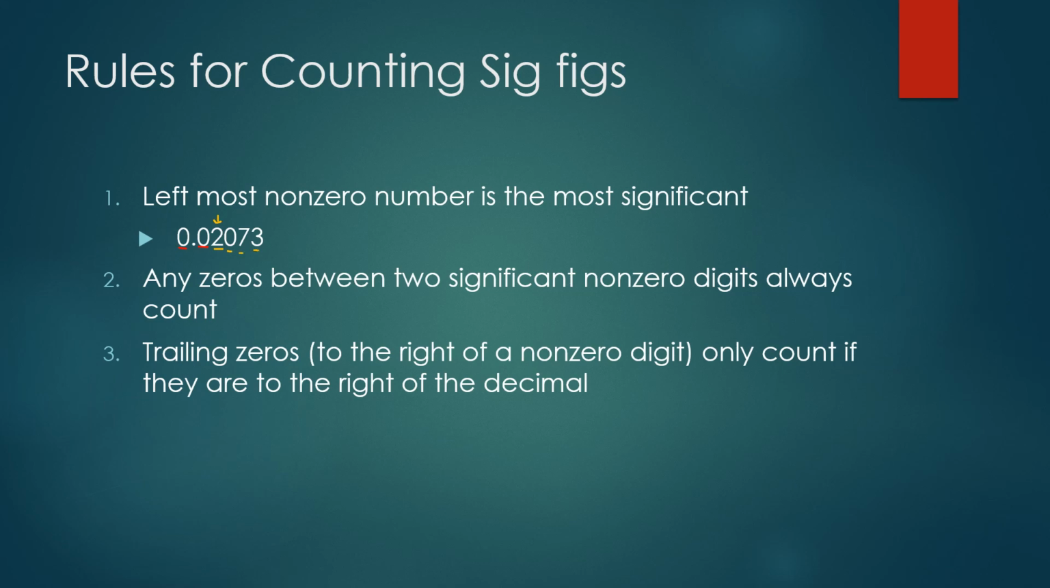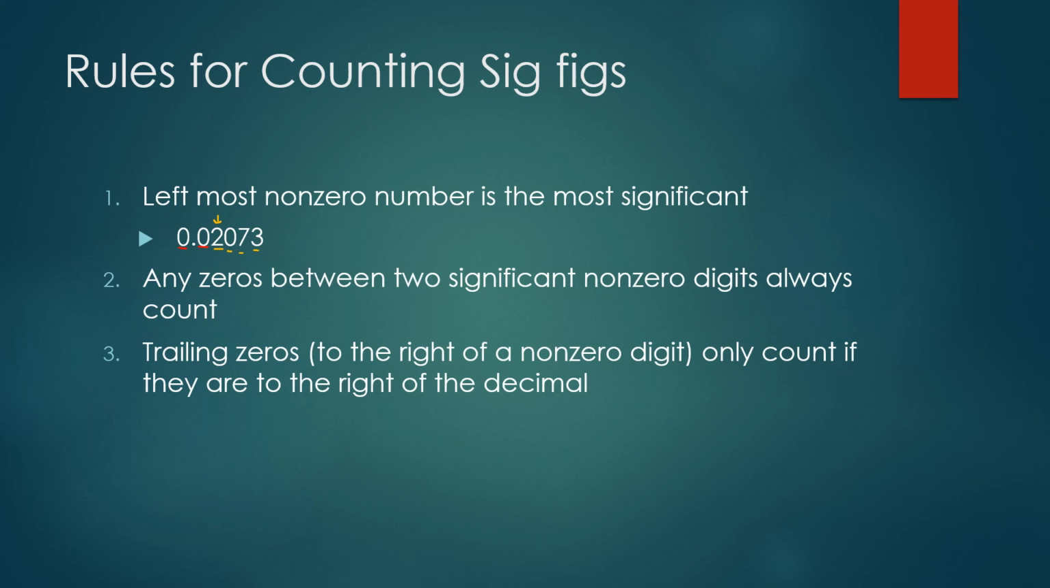Now keep in mind that anytime you have a non-zero number, so 1, 2, 3, 4, 5, 6, 7, 8, 9, it always is significant. So if the number's not a 0, it counts as a significant figure. Zeros, however, sometimes count and sometimes don't. So we need to explore that in a little more detail.